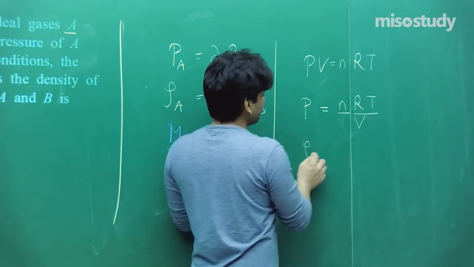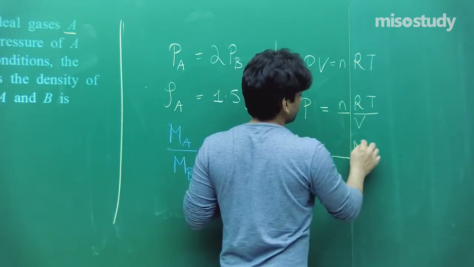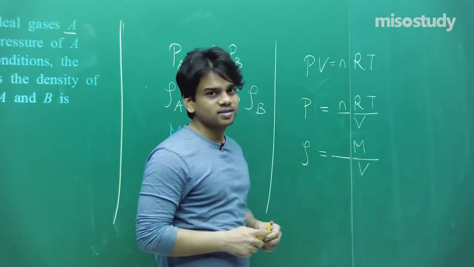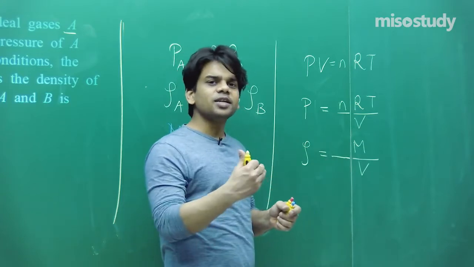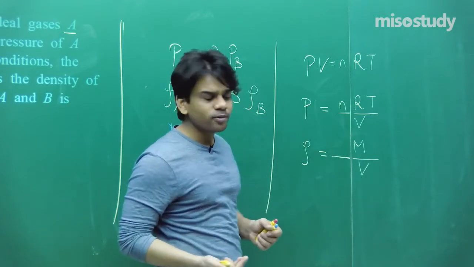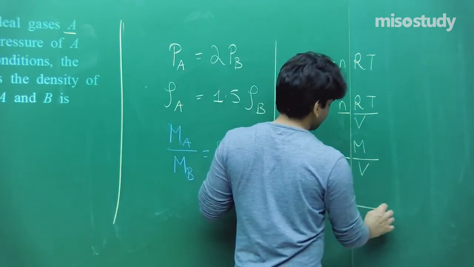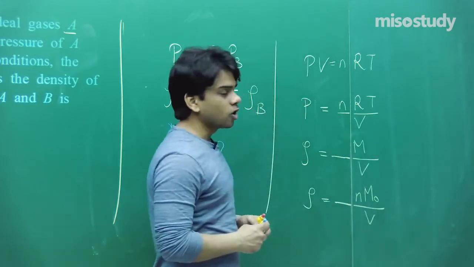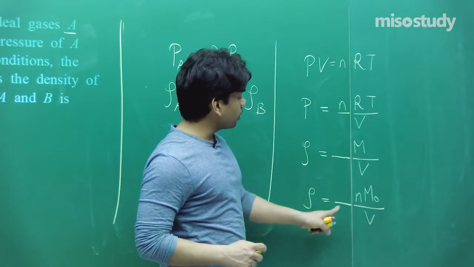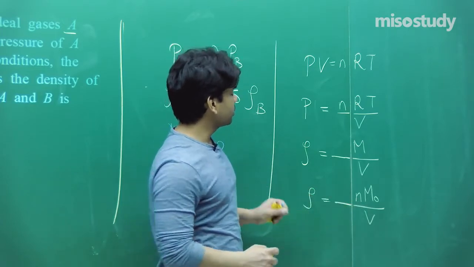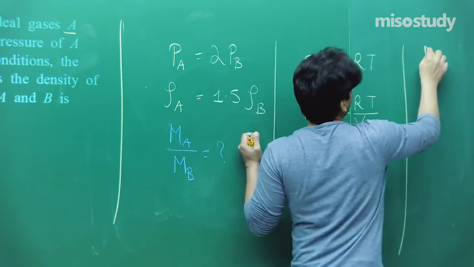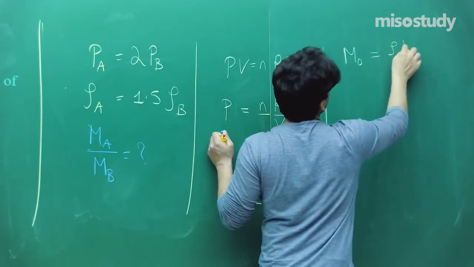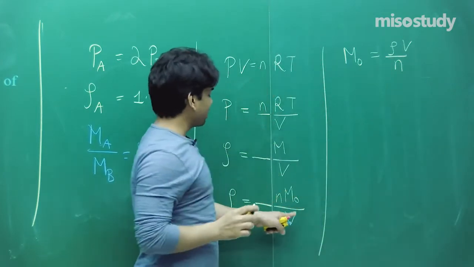What is density? Density is mass per unit volume. Now what will be the value of mass? Just think, mass can be written as number of moles into molecular weight. So we can write this as n into m naught upon V, this will be the value of density. So clearly m naught can be written as rho into V by n.